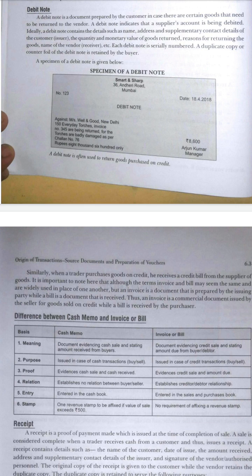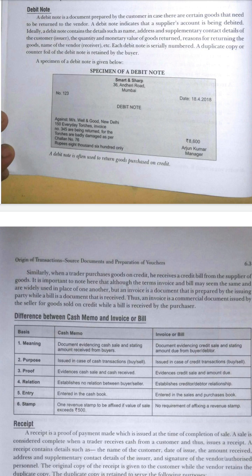Name of the company, address, debit number, date, debit note, against. The debit note is drawn by the customer. Smart and Sharp is the name of the customer. Against Messrs. Well and Good, New Delhi, is the name of the supplier. And the address. See that invoice number 345, already there is a credit sale. Invoice means it is a credit sale.